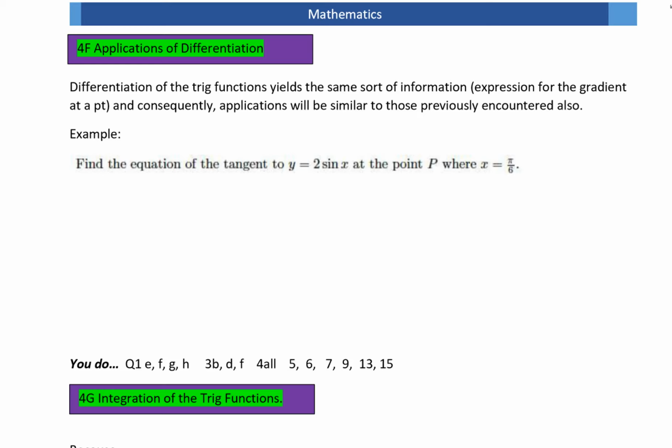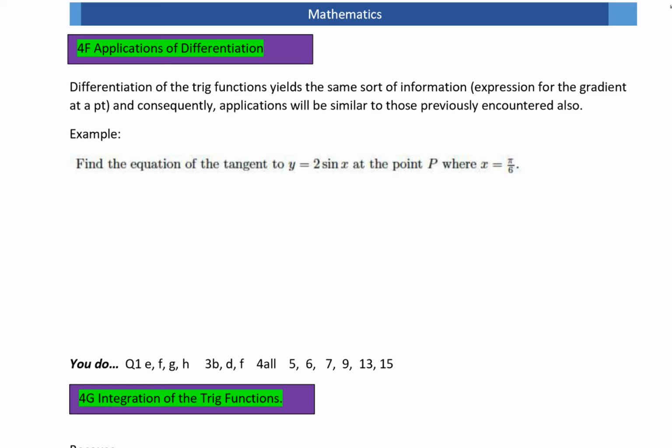Exercise 4F looks at the applications of differentiation. So you're going to see very similar style questions here to what you have previously, because you know that once you've found the expression for the gradient of a tangent at a point, you may be asked to get the equation of the tangent or the equation of the normal. You might be asked to find where the function is stationary, so you know that your first derivative is equal to naught, etc., etc.